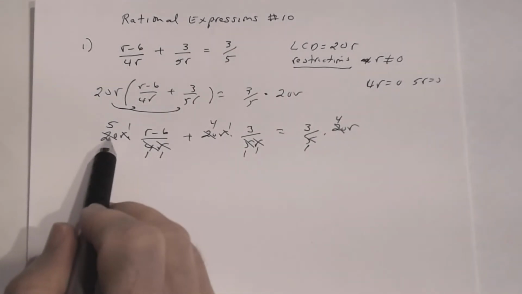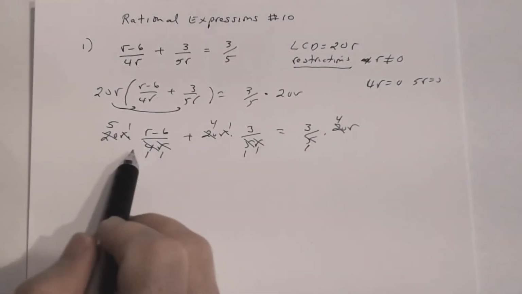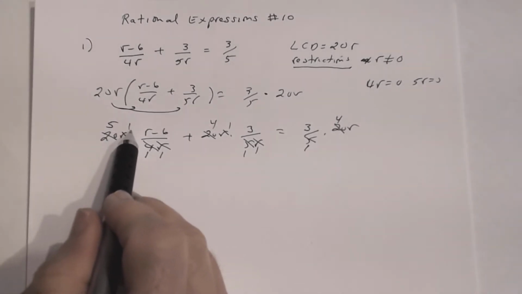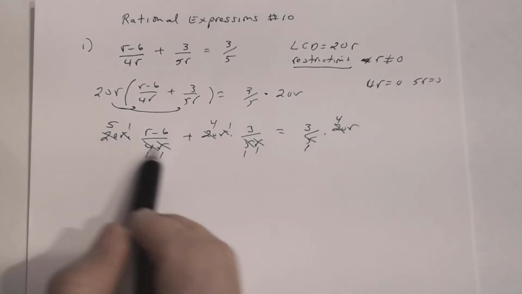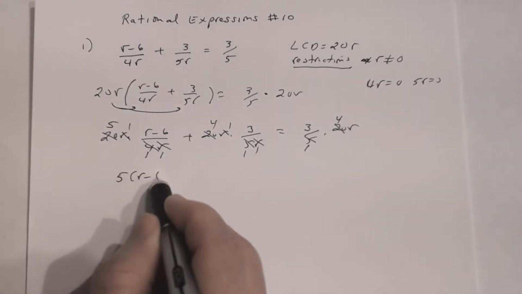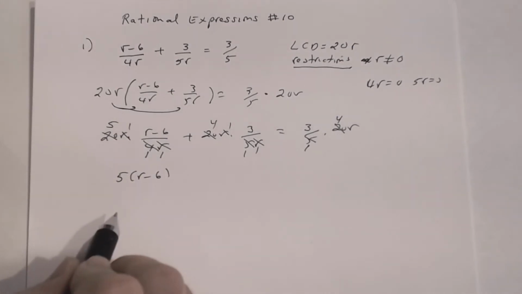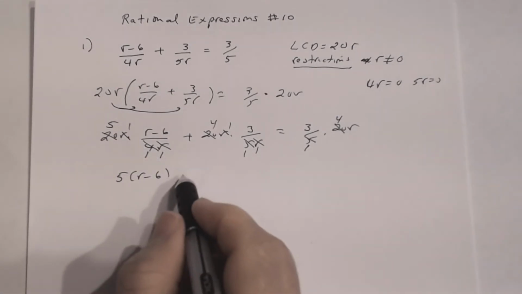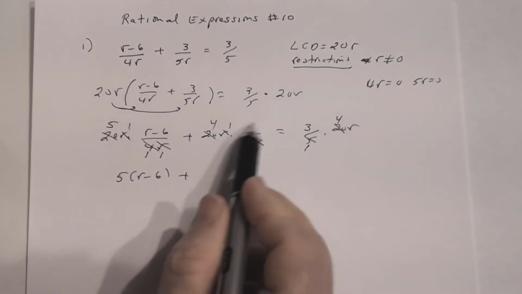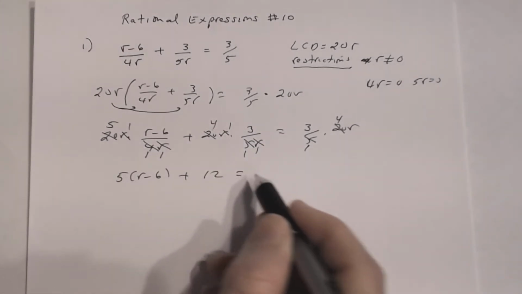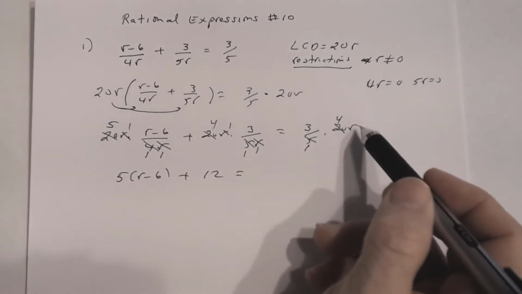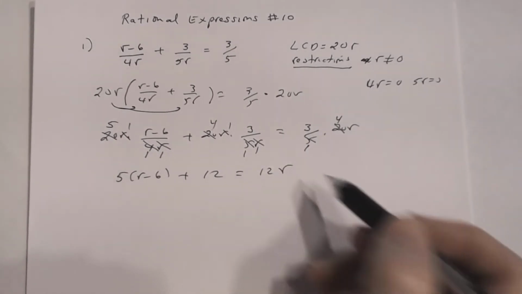Now let's go ahead and simplify. All right, now you need to be careful here, so you need to rewrite things correctly. So this is 5 times 1 is 5. And then 5 times (r - 6). So you need to write it like this, 5 times (r - 6). So that's what this represents. Plus, and then 4 times 1 is 4. 4 times 3 is 12. Equals, and then here I have 3 times 4 is 12, and 12 times r is 12r. All right, so that's where I'm at.